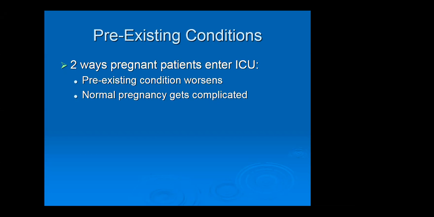Or the second way to end up in an ICU is the normal pregnancy itself gets complicated. Mom was fine, she was healthy, but now there's either impacts to her health that are brought on by the pregnancy, there's problems with the fetus, there's expected problems with the delivery, something of that nature.